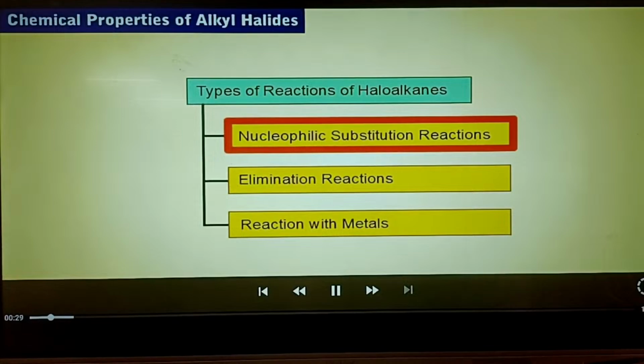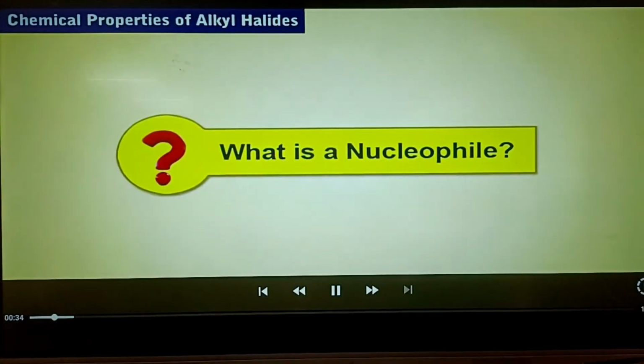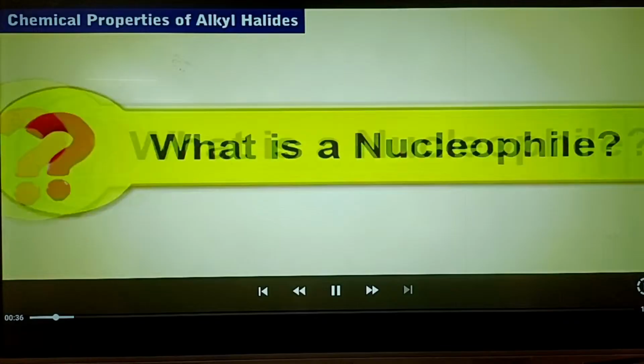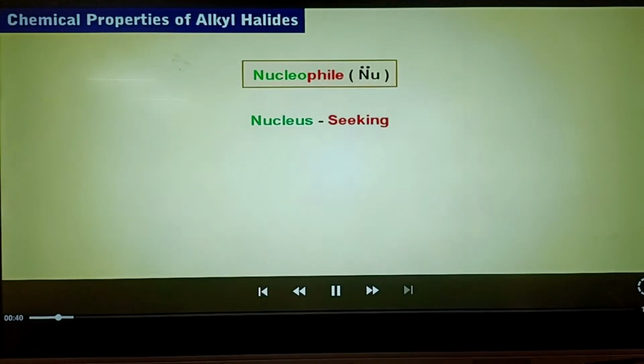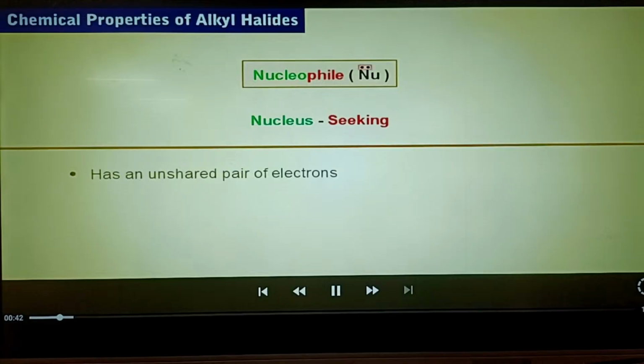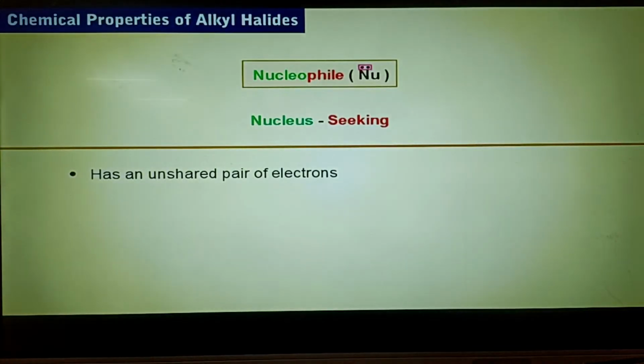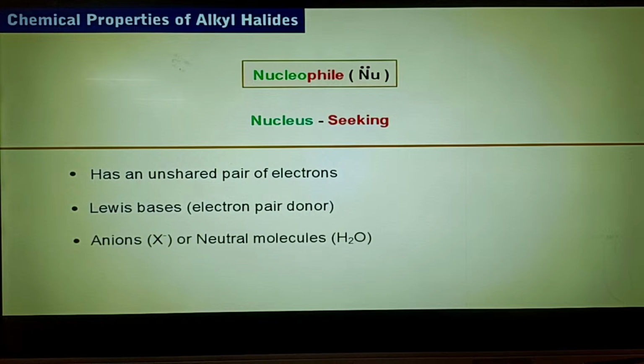Before you learn about the nucleophilic substitution reactions, get to know what a nucleophile is. The word nucleophile means nucleus seeking. Essentially, a nucleophile has an unshared pair of electrons, and it can use these electrons to make a covalent bond. Nucleophiles can be thought of as Lewis bases or electron pair donors. Nucleophiles may be anions or neutral molecules.